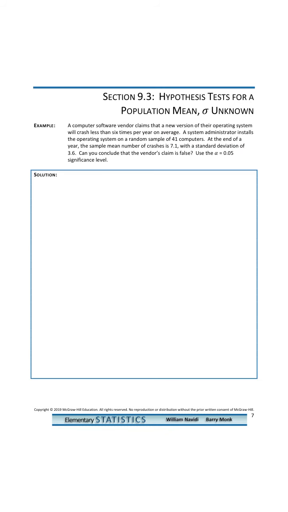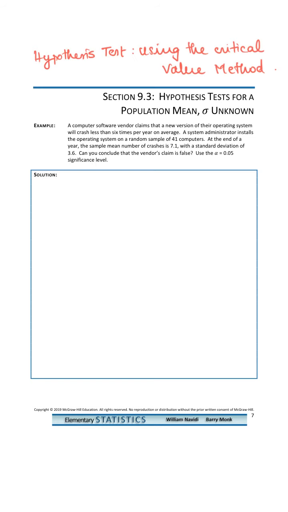This is an example of hypothesis test using the critical value method. A computer software vendor claims that a new version of their operating system will crash less than 6 times per year on an average. A system administrator installed the operating system on a random sample of 41 computers. At the end of the year, the sample mean number of crashes is 7.1 with the standard deviation of 3.6. Can you conclude that the vendor's claim is false? Use alpha equal 0.05 significance level.